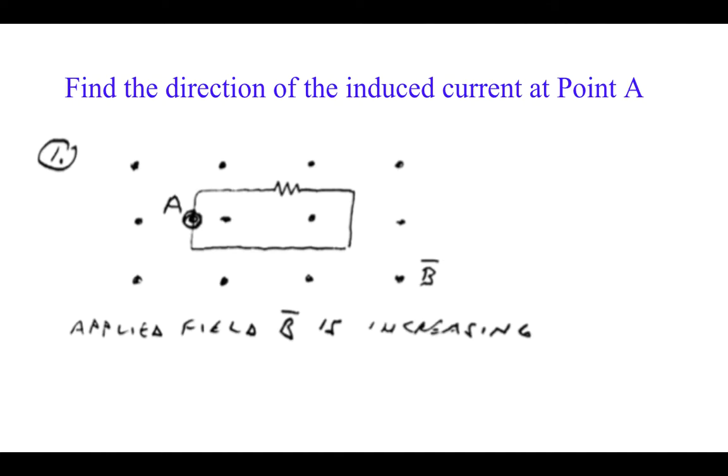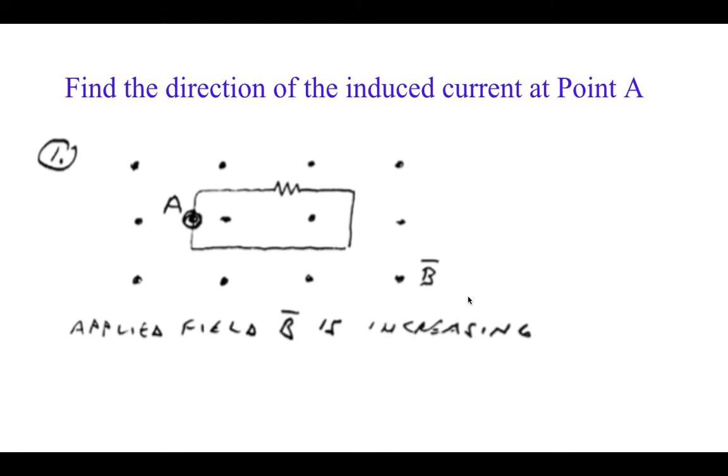All right, these are going to be some examples using Lenz's law to find the direction of currents that are made just by changing magnetic fields or moving conductors through fields. So let's take a look at this. What we're supposed to do here is find the direction of the current that's made in the circuit here at point A. And it says the applied field B, the magnetic field, is increasing.